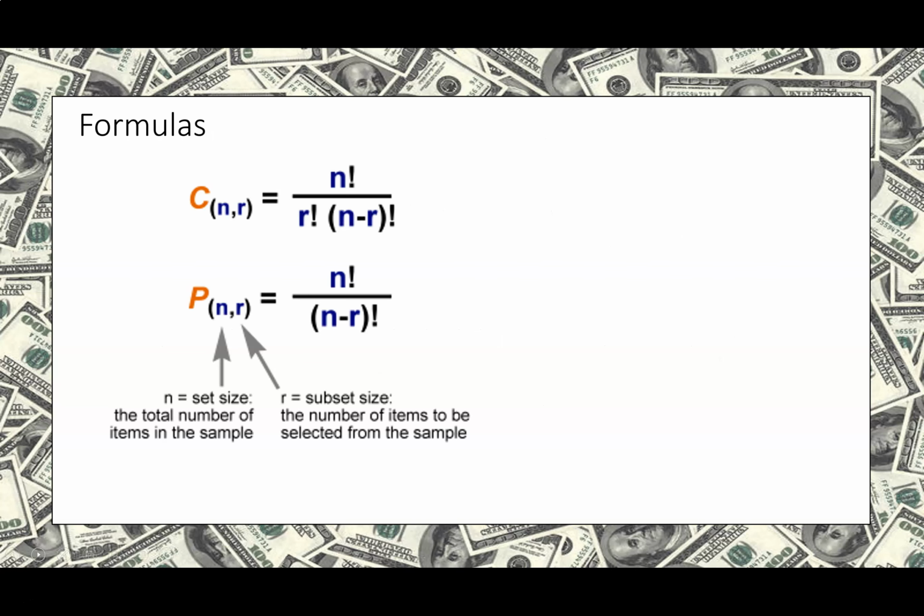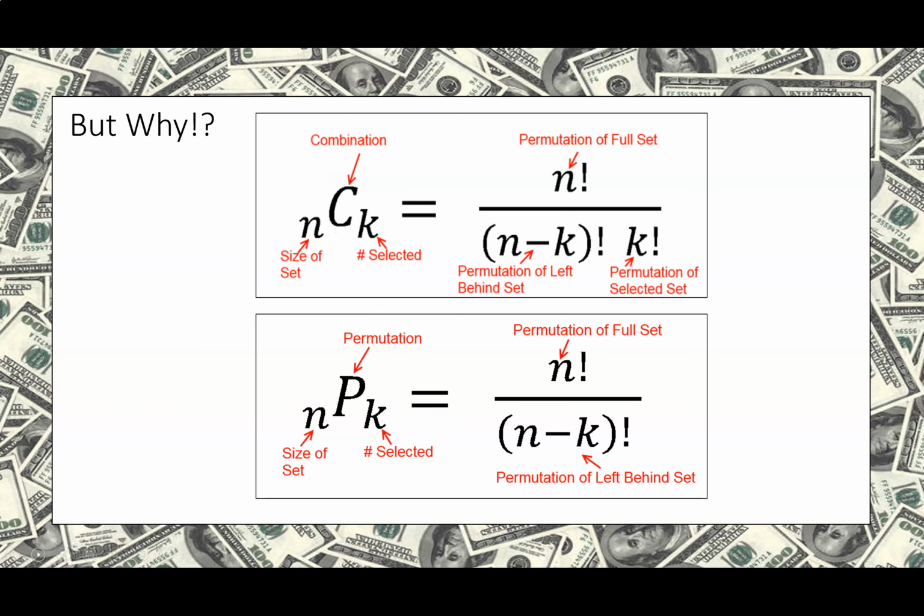This is just a quick reminder that N stands for the set size, the total number of items in the sample. Usually we're talking about people or sometimes things. And R is that subset size, the number of items we want to select from that. And sometimes you'll see this notation, but on your calculator, you'll actually see it like you did on the other slide. The question is, why does this work?